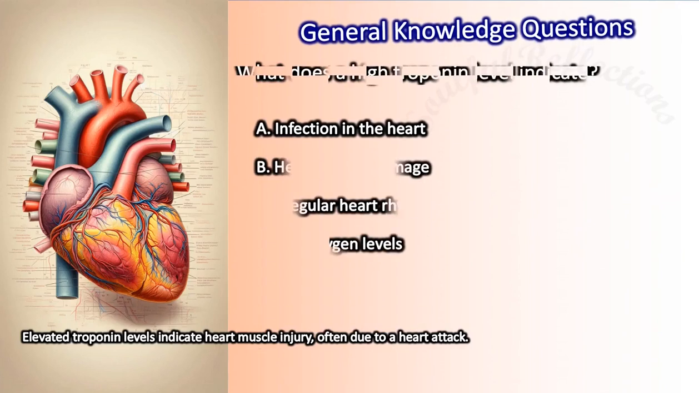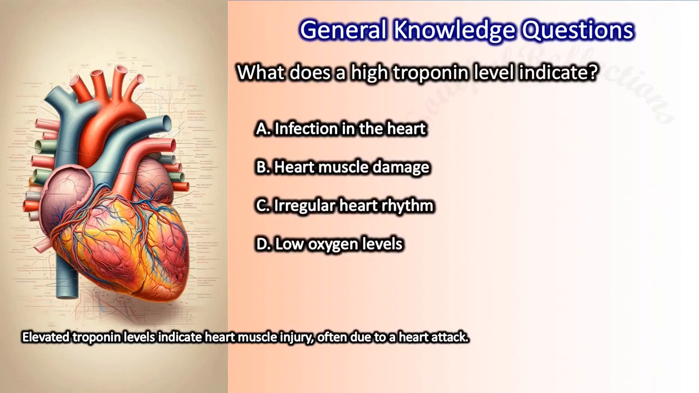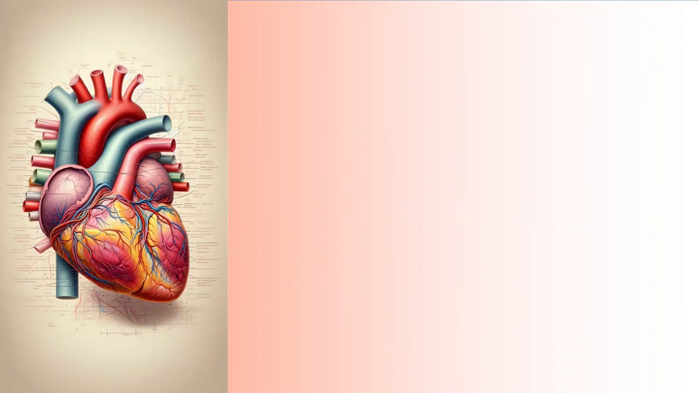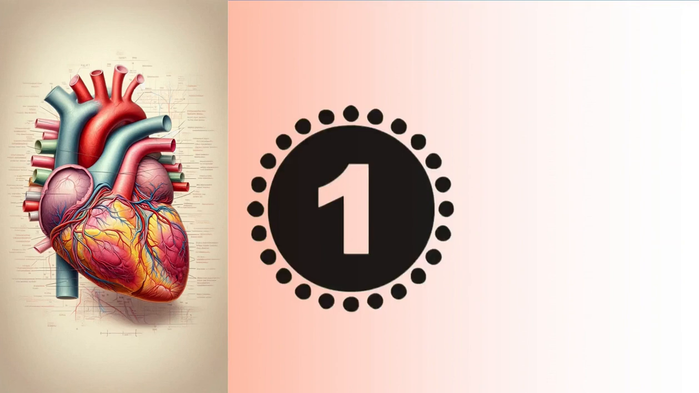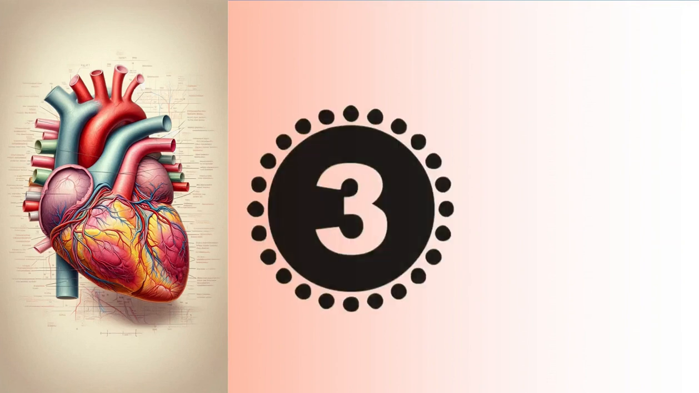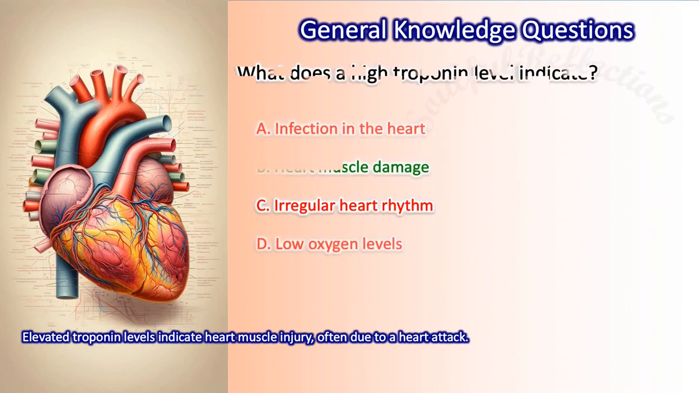What does a high troponin level indicate? Option 1, infection in the heart. Option 2, heart muscle damage. Option 3, irregular heart rhythm. Option 4, low oxygen levels. The answer is, option 2, heart muscle damage.